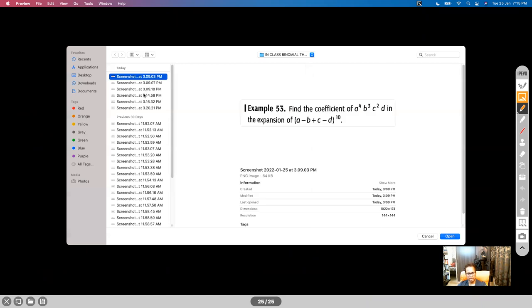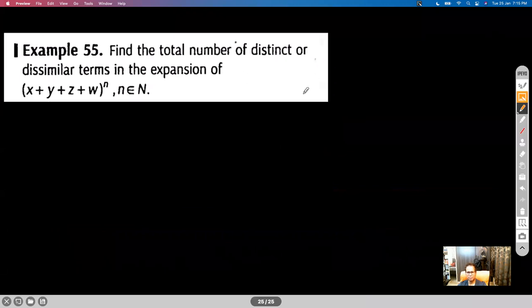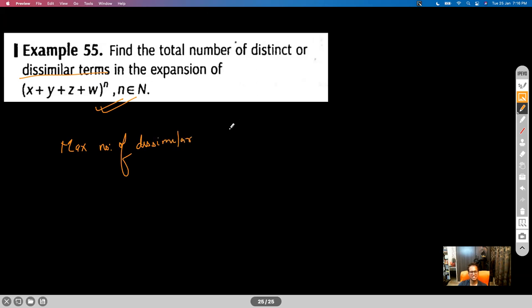Let's take questions. For the next 15 minutes, we'll take a few questions based on the same. Let me start with a very simple question. How many total number of distinct or dissimilar terms would be there in this expansion? This takes me to our very first session that we had on binomial theorem, where I talked about how many dissimilar terms there are in a multinomial expansion like this. Does anybody remember that? So, the maximum number of dissimilar terms. Okay, how much is it?